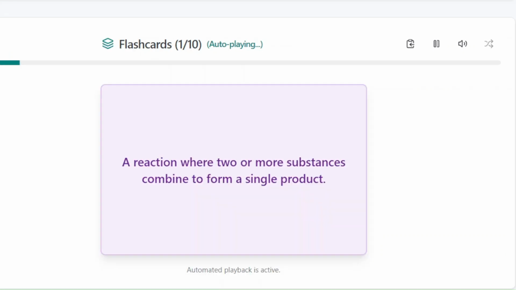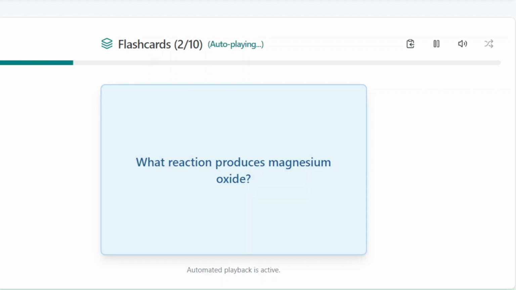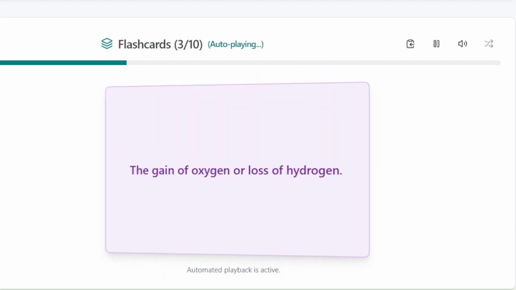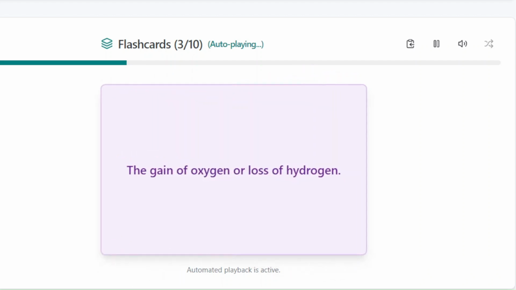Combine to form a single product. What reaction produces magnesium oxide? Burning magnesium ribbon in air. What is oxidation? The gain of oxygen or loss of hydrogen.